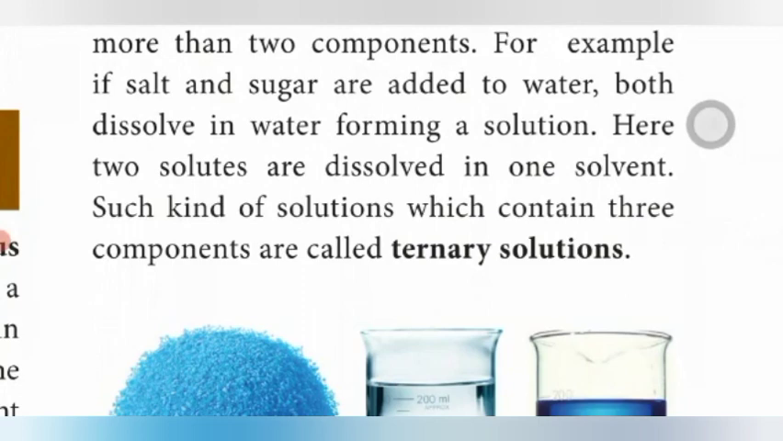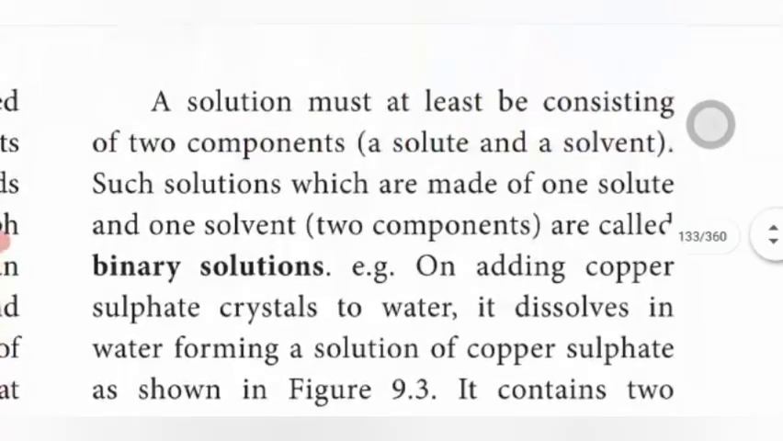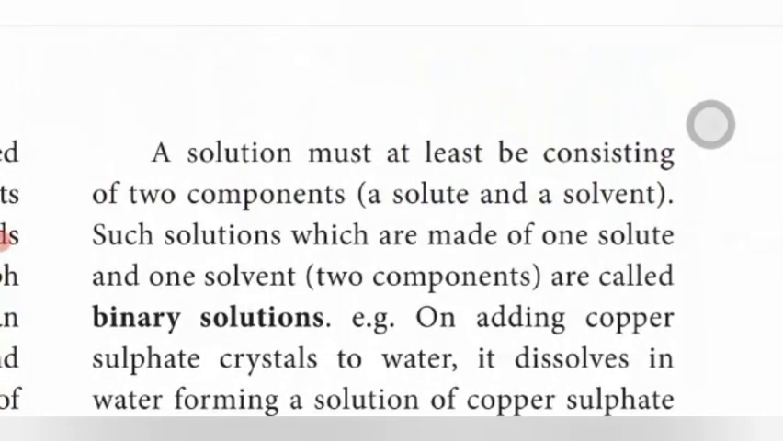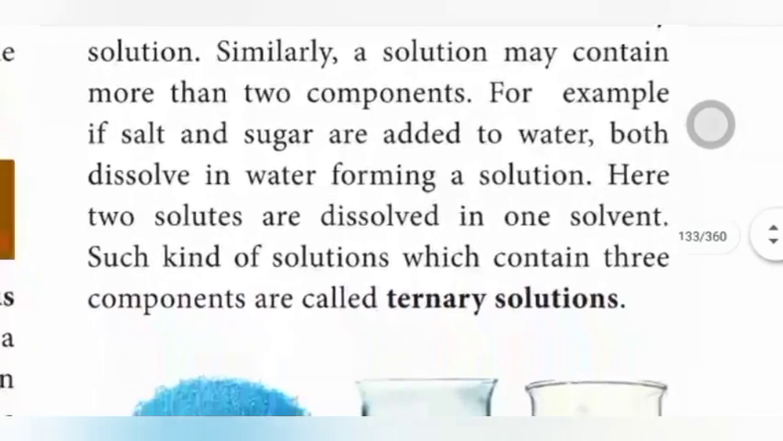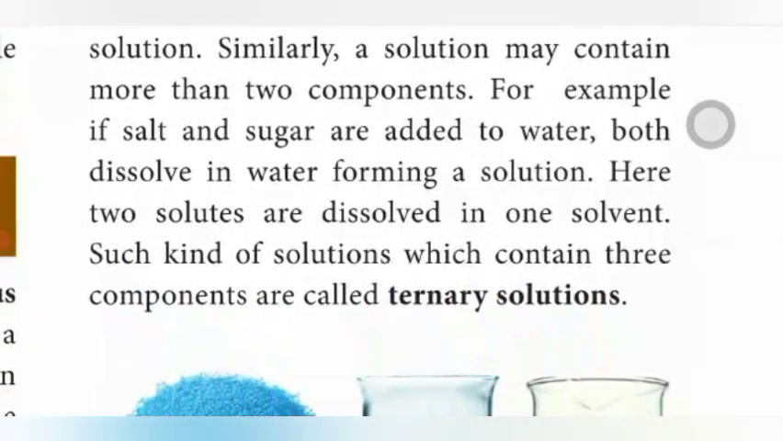What is a binary solution? Two components present in a solution, one solute and one solvent. What is a ternary solution? Three components: two solutes dissolved in one solvent is called a ternary solution. So three components are present in this solution. This is called a ternary solution.